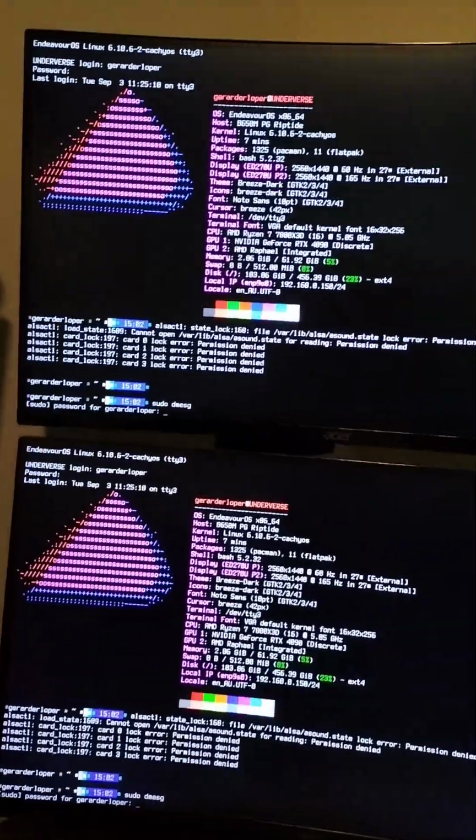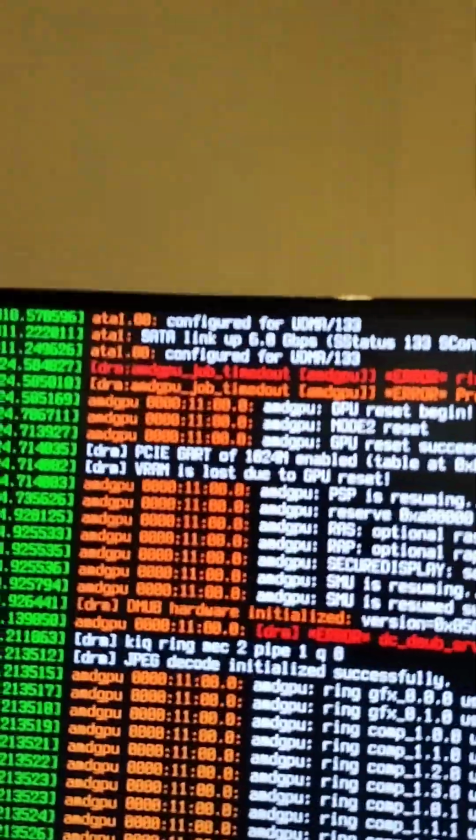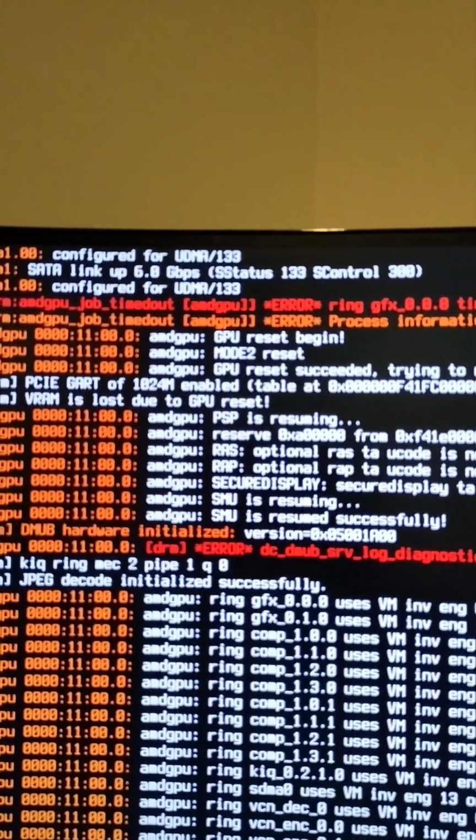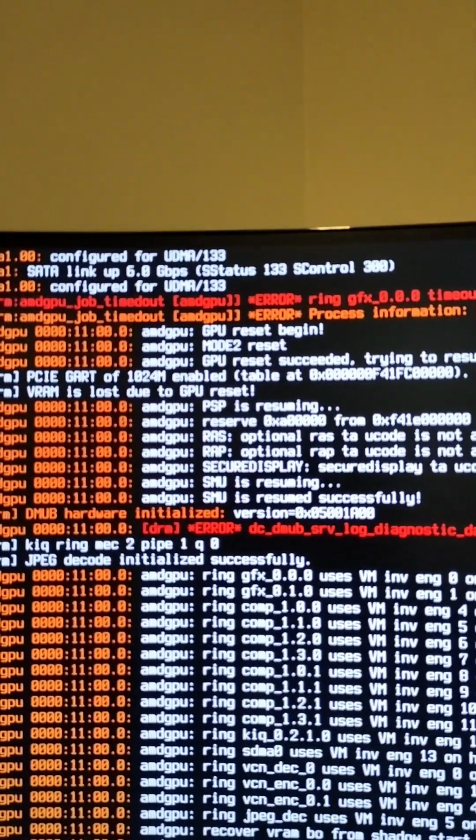Let's have a look at the system log. And if we look at the tail end of this log, we will notice that we get some errors. Generally, it's surrounding the GPU. AMD GPU is the integrated GPU of the 7800X3D. And we get a bunch of errors. I'll hold it this way. And so there they are.